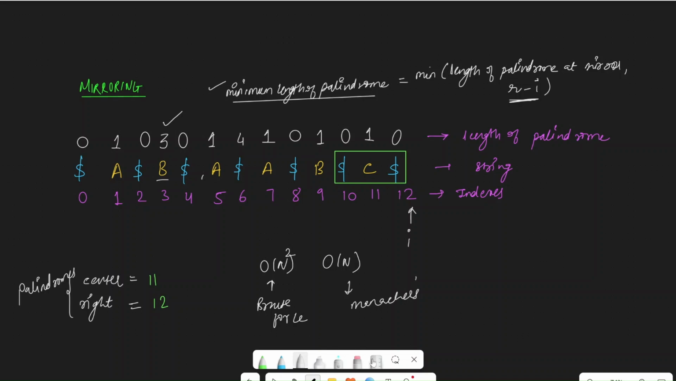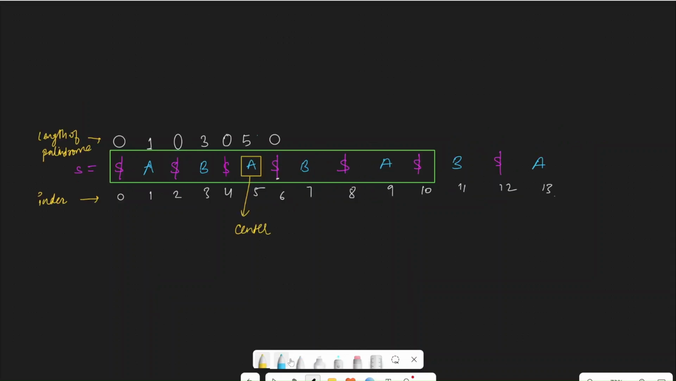So let me take another example. Suppose now this is our example. I have already written length of palindromes for a few of the elements just because it's the repetitive same process, but let us now evaluate the length of palindrome at I, where I is at location 7, index 7. Now our current palindrome center is at index 5 and the right boundary is at index 10.